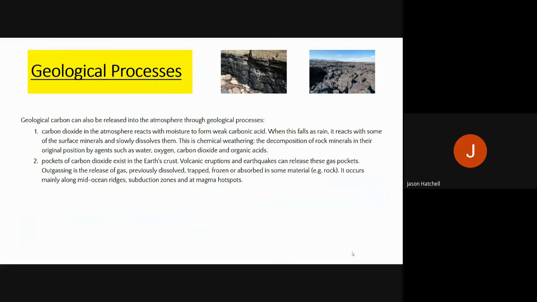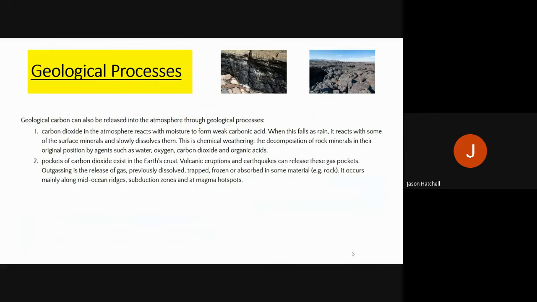That acid then falls onto the surfaces of rock and slowly dissolves them. This is basically chemical weathering, and it decomposes the rock over time. And that's one of the ways in which we can have geological carbon take place.